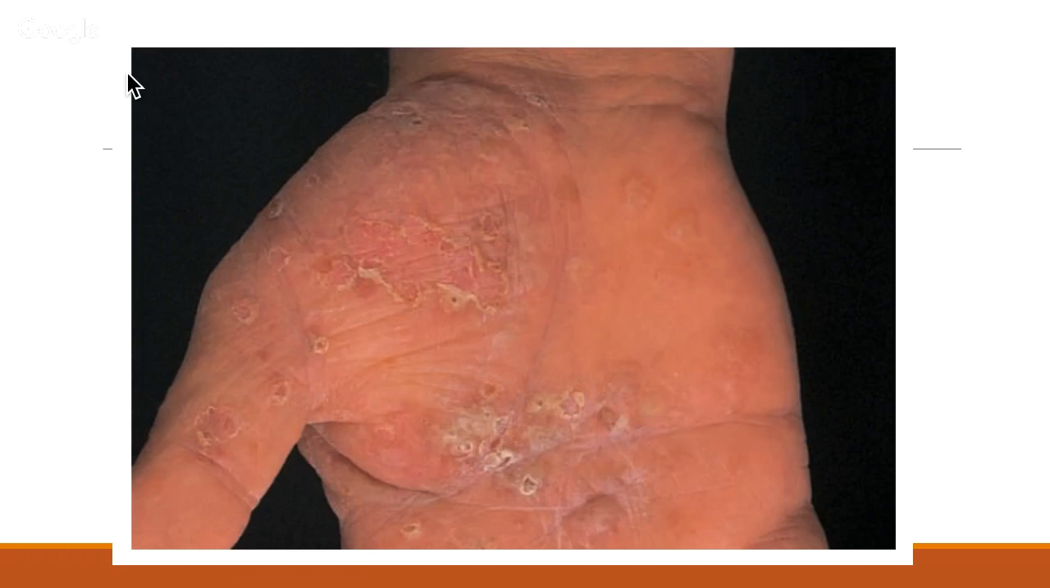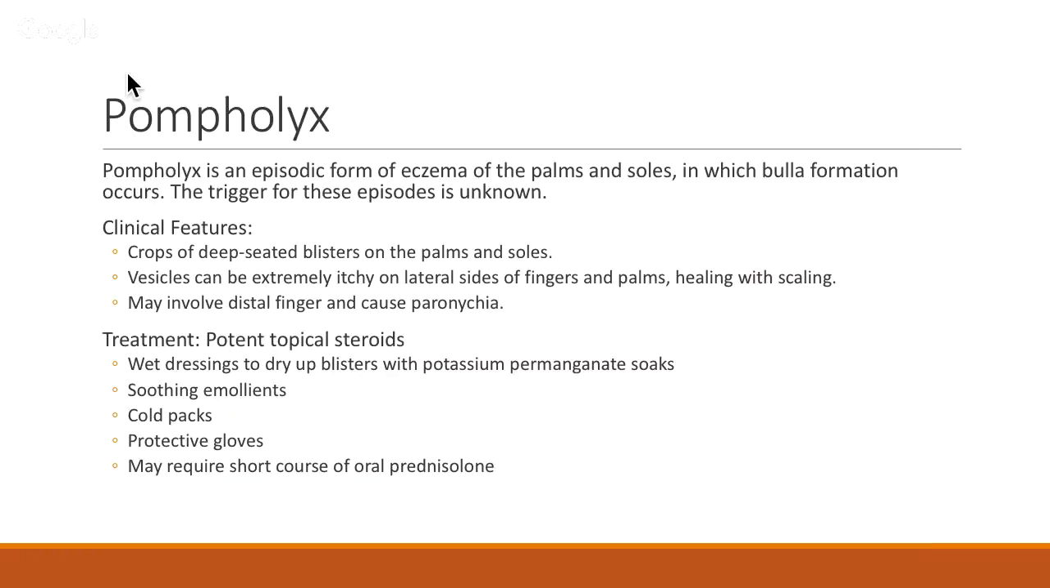So we're still on eczema, and this one occurs quite acutely and is generally localized on the hands. Yeah, pompholyx. So this one, you get these vesicles, bullae, that often, because you're using your hands, will burst. The trigger is unknown, but the episodes tend to occur quite acutely and it can be severely debilitating given that it is occurring on the hands.